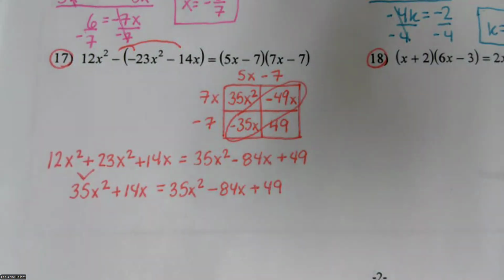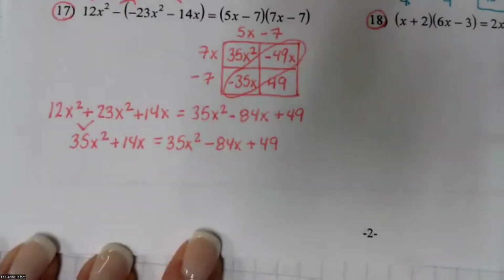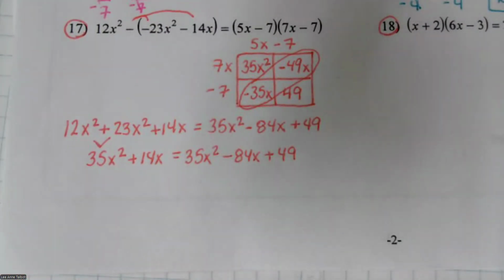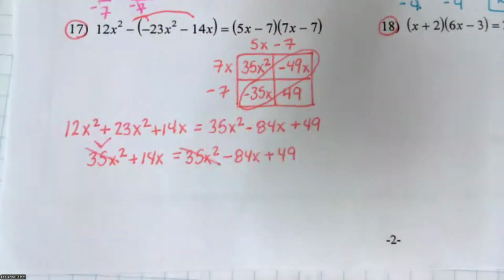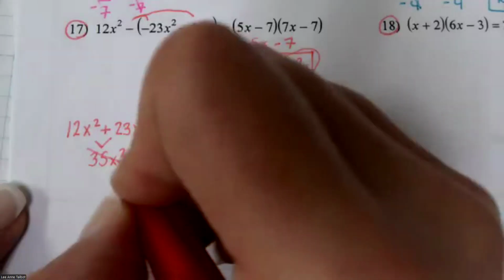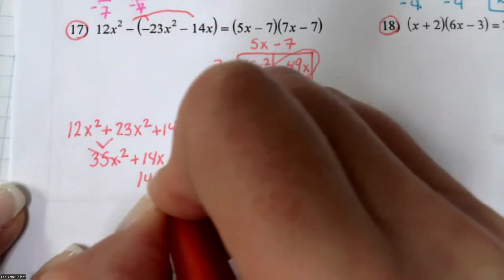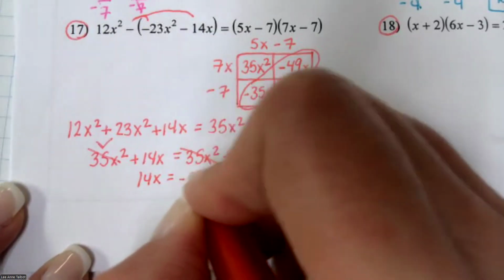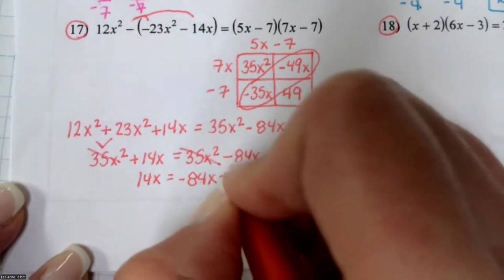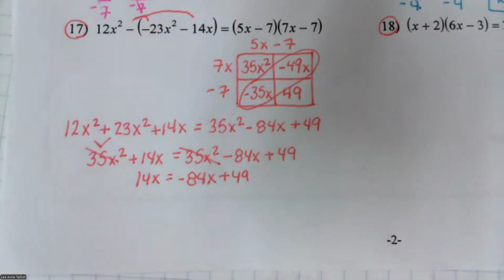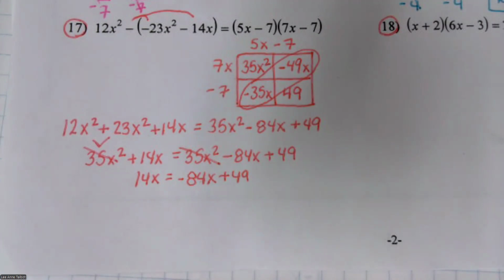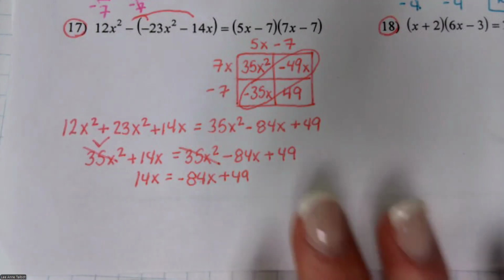Okay, do you guys see my bit of good news right there? The 35x squareds cancel out? Yes. And I promised you they would all the way till next year. You're going to have to learn how to solve with those. It has to do with more boxes.